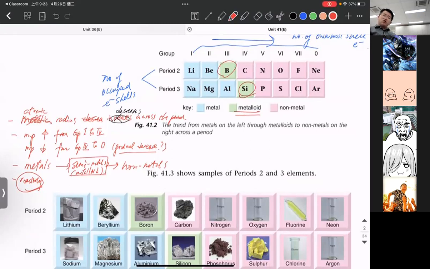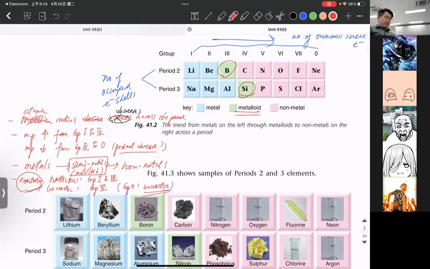Which elements are said to be quite reactive? That is mainly group 1 and group 7. Okay. How about the less reactive ones? It is in between, right? Mainly group 4 and group 0. It is said to be unreactive.